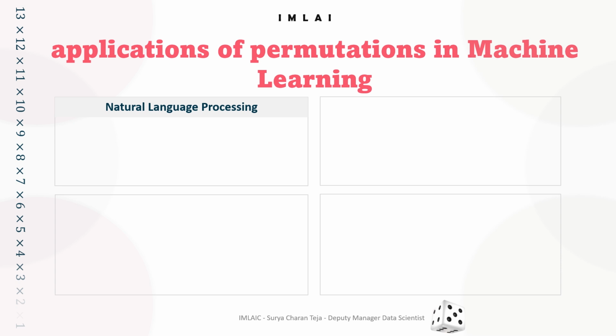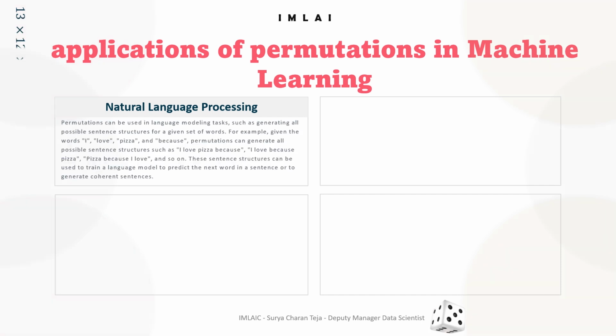In natural language processing, permutations are used to generate all possible sequences of words from a given set of words. These sequences can be used for various tasks such as language modeling, text classification, and machine translation. For example, permutations can be used in language modeling tasks such as generating all possible sentence structures for a given set of words.